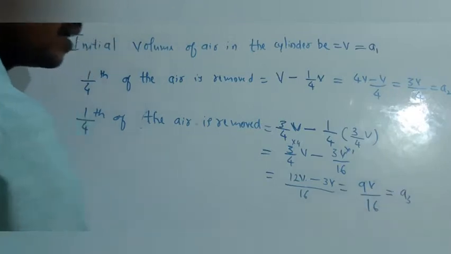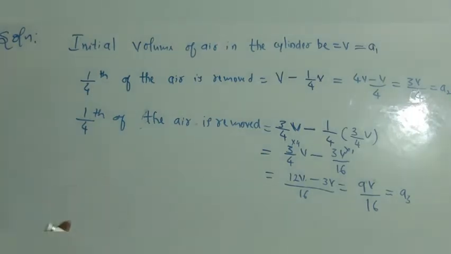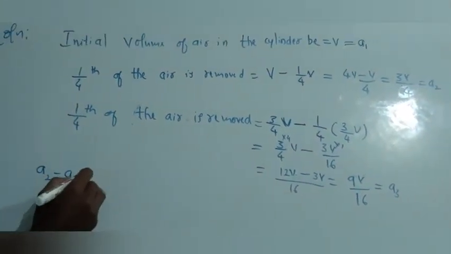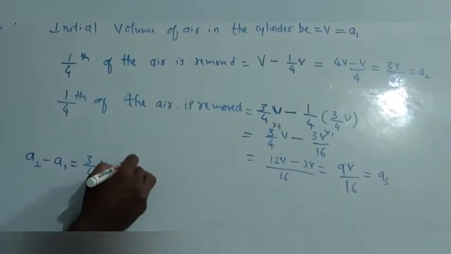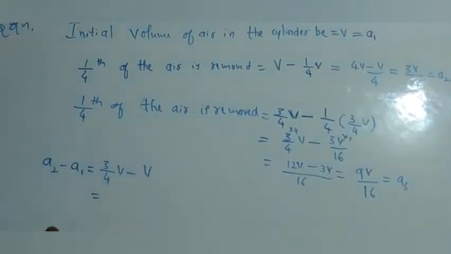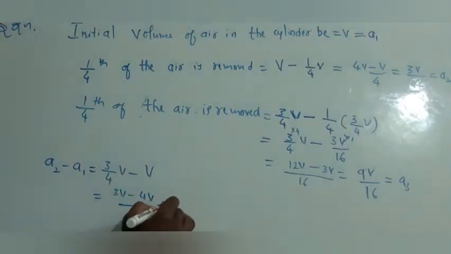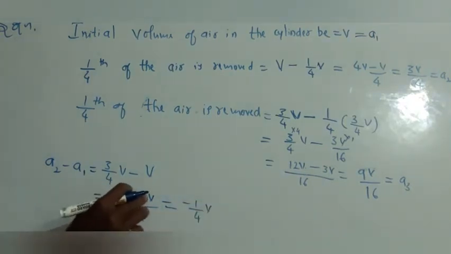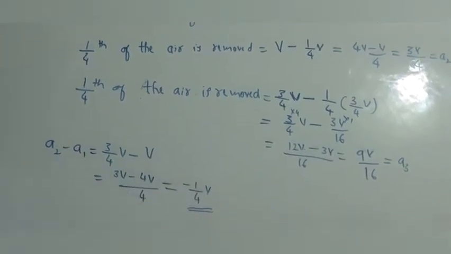Now we will verify whether the sequence formed through this data is going to form an AP or not. How are we going to verify? A2 minus A1 is equal to, what is A2 here? 3 by 4 V. What is A1? V. It is equal to 3V minus 4V divided by 4, which is equal to minus 1 by 4 V. So 3V minus 4V is equal to minus 1V, that is minus 1 by 4 V.